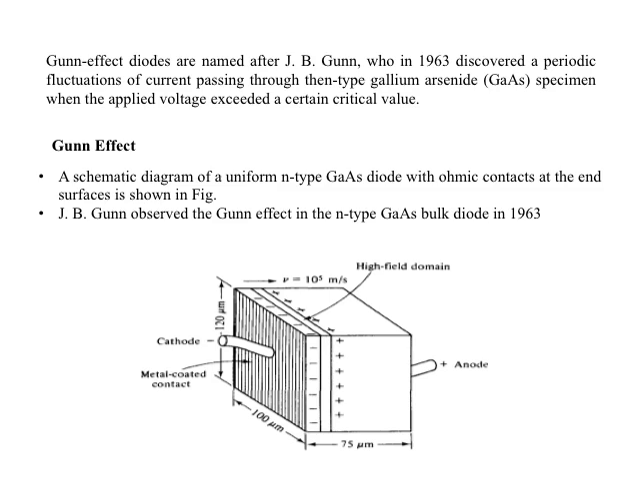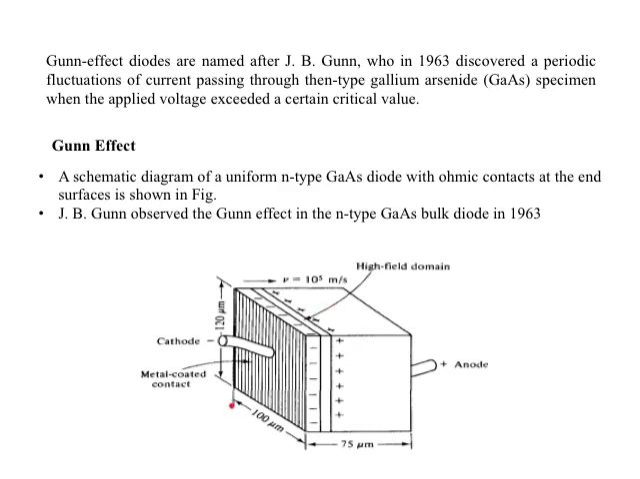In this slide, as you can see, a schematic diagram of a uniform n-type gallium arsenide diode with ohmic contacts at the end surfaces is shown. There are two electrodes here, one is the cathode and the other is the anode. Here there is a metal coated contact through which the cathode is taken, and similarly here there is a metal coated contact through which the anode is taken.